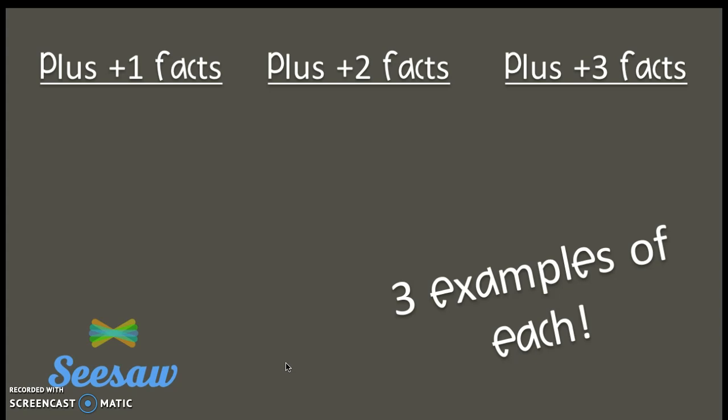What I would like you to do is get out your addition chart. And I want you to give me 3 examples of each one of these types of facts. I want 3 facts that are all addition plus 1. I want 3 more facts that are addition plus 2. And then I want 3 more facts that are addition plus 3. Write down those good examples and then Seesaw it to your teacher. Good luck, friends.